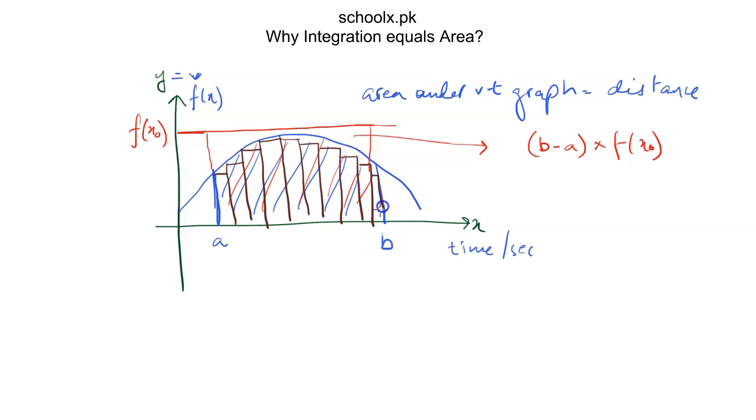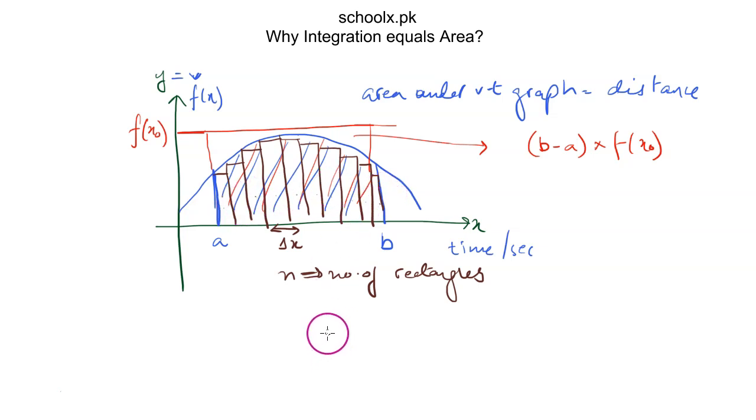Now listen carefully. The width of each rectangle is delta x, and there are n rectangles. If I wish to find the area under this region enclosed by B and A, I'll have to sum the area of rectangle 1, rectangle 2, 3, 4, 5, 6, 7, 8, 9 and 10. I'll have to sum the area of all these 10 rectangles.